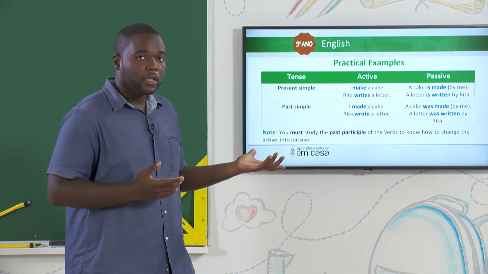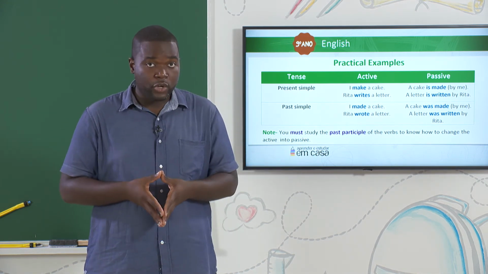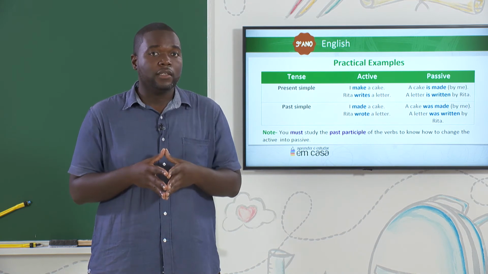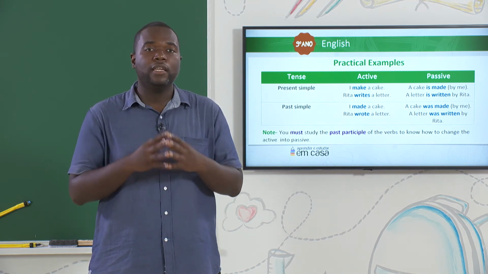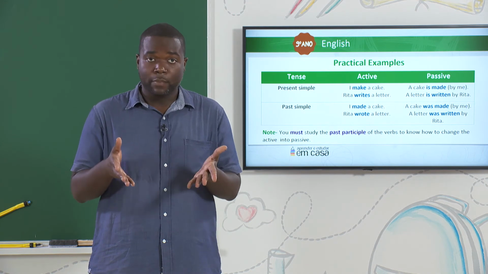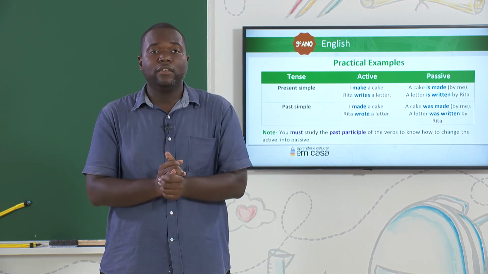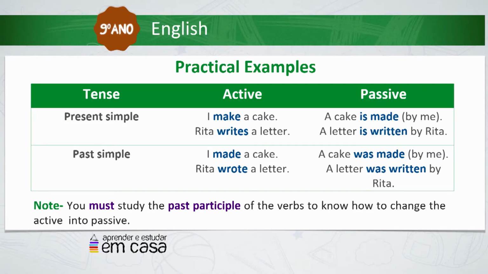Now that we have talked about the passive and the active in the present simple, let's take a look at the active and the passive in another verb tense. In this case, the past simple. All right? Let's see some practical examples. Now, with the past simple, you have the following sentences. In the active, sentence number 1, I made a cake. Now, look that made is the verb make from the present simple in the first sentence, but now in the past. So, I made a cake.